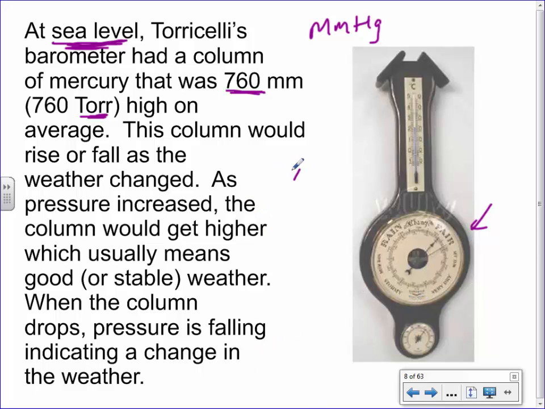I actually have that written right here. In general, if pressure is increasing, it usually means good weather is coming. If pressure is falling, it usually means a change in the weather. If you have a low pressure system, it means that there's a bit of a vacuum occurring, and something new is going to come in and take its place. And usually the thing that comes in would be like a storm moving through. So that's kind of the general rule.